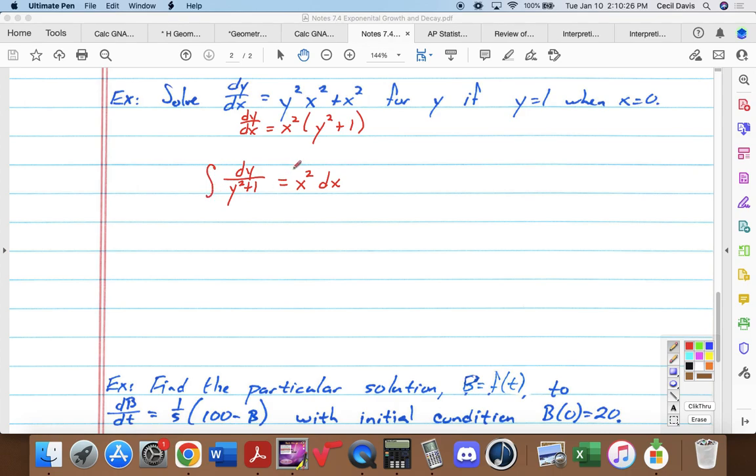Now we'll take the antiderivative of both sides. What would the antiderivative of dy over y squared plus 1 be? This is not a figure it out, this is a recognize. Tangent inverse. Yeah. This is the arctangent, or the tangent inverse, either one, of y is equal to x cubed plus c.